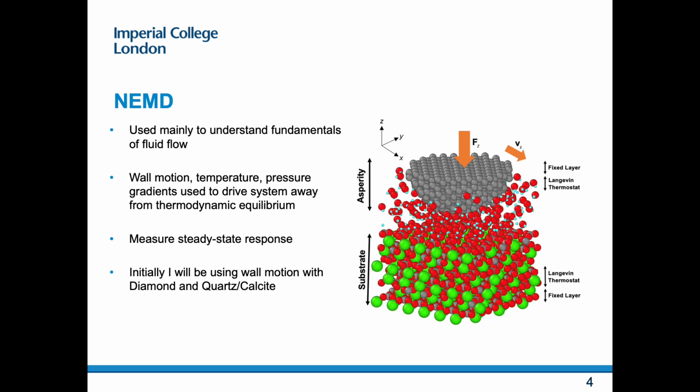This schematic illustrates how wall motion is used to create a non-equilibrium state. A normal force is applied to the top wall, and both walls are moved in opposite directions. Here we can only see the tip moving, but generally both walls are moving. After a system reaches a non-equilibrium state, we analyze its behavior by measuring the steady state response. And because wall motion is most relevant to tribology, we'll be using it to examine the NEMD behavior of diamond quartz and diamond calcite.